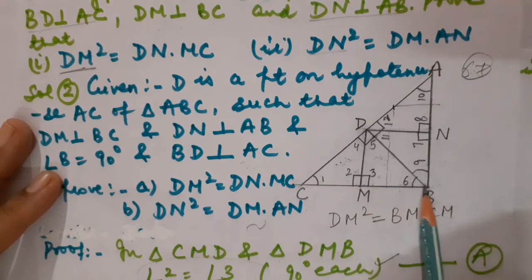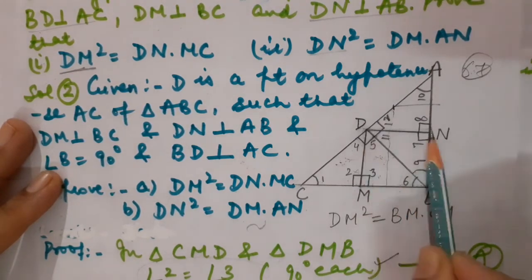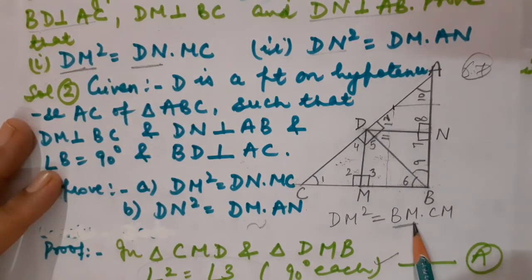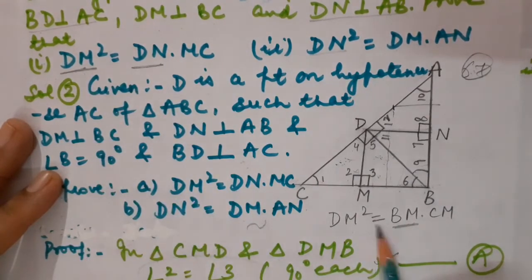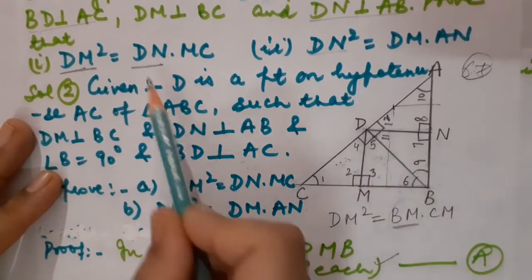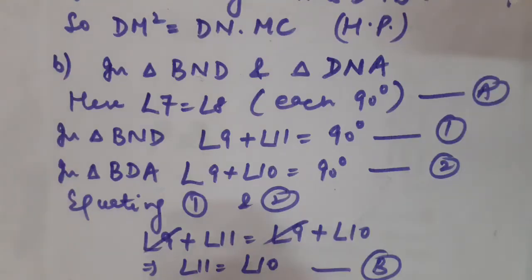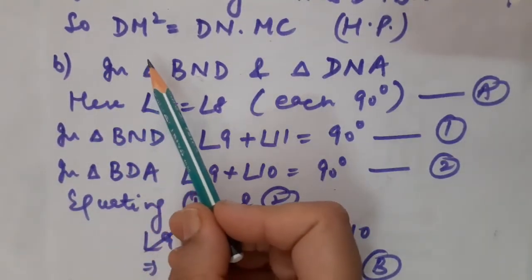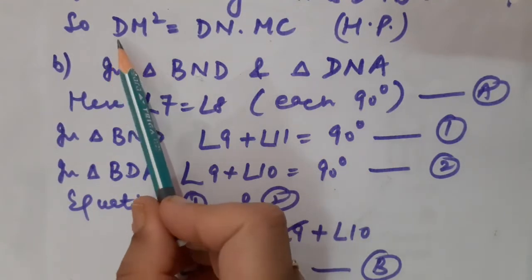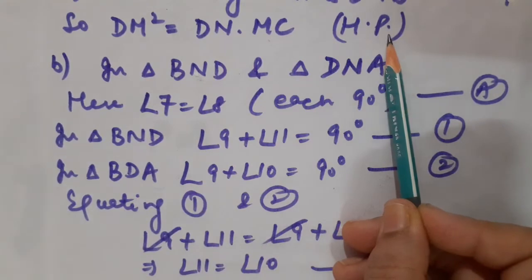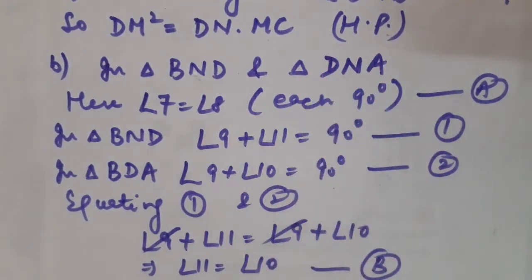So can I replace BM by DN? Because I want DN, I don't want BM here. So ultimately what will be the result? It will be DM square is equal to, in place of BM I am writing DN, into CM or MC. So hence proved. So understood, children? Now I have replaced BM by DN. So I have got that DM square is equal to DN into MC. That is proved. What is the condition that I have explained to you?